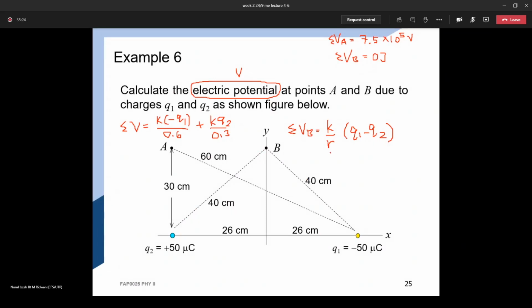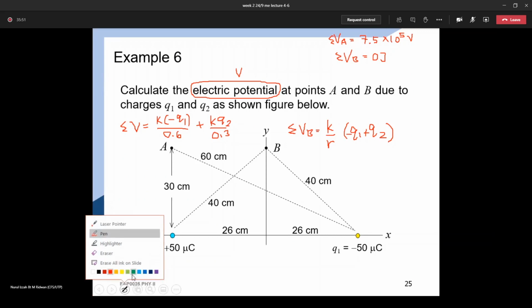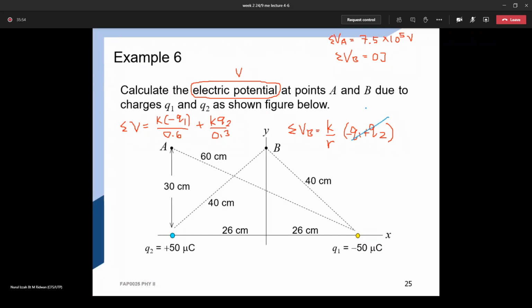Then K over R is maintained outside, but in the bracket you have Q1 minus Q2. Why is it minus? It's because Q1 is negative, Q2 is plus. So negative Q1 plus Q2, they are coming with the same value, 50. The magnitude is the same, but the charge is different. So Q2 minus Q1 will bring everything to 0. So that's why you will have VB equals 0 there. I hope you have the answers the same. So this is 0 joule.